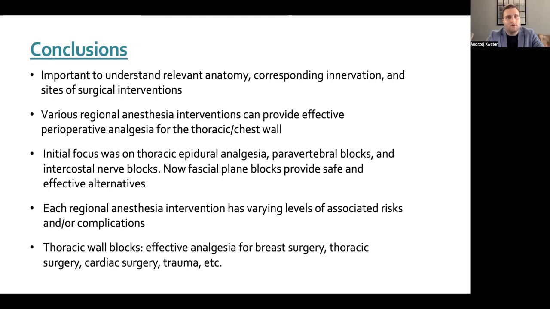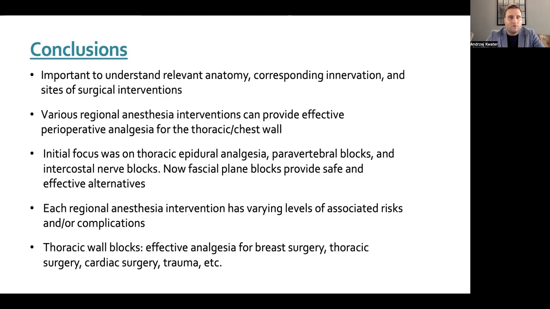So just to go through the conclusions of our lecture. It's important to understand the relevant anatomy, the corresponding innervation, and the sites of various surgical interventions that patients undergo. This will allow you to best target the areas where you want to provide the most effective analgesia and choose the block that is most appropriate for these scenarios. There are a variety of regional anesthesia interventions that we've gone over. There's even more, but these are the most common ones that are utilized, and they can provide effective perioperative analgesia for the thoracic and chest wall.